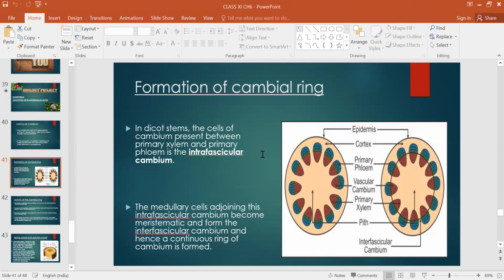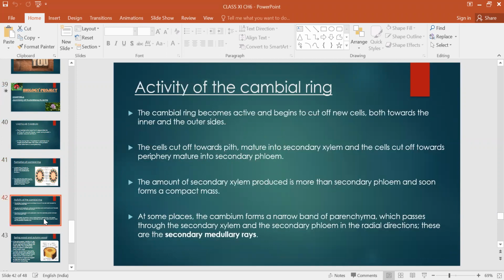You see this cambium ring in the dicot plant, not in the monocot. In the dicot stem, the cambium present between the primary xylem and the primary phloem is known as the intrafascicular cambium. Now, the medullary rays adjoining this intrafascicular cambium become meristematic and form interfascicular cambium, and hence a continuous ring is formed. You can see this in the diagram too.